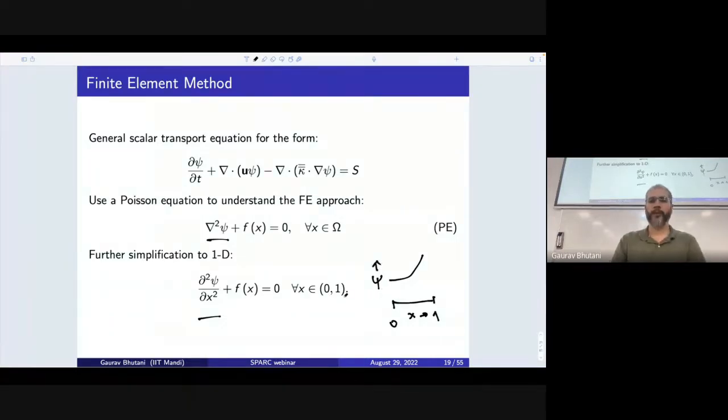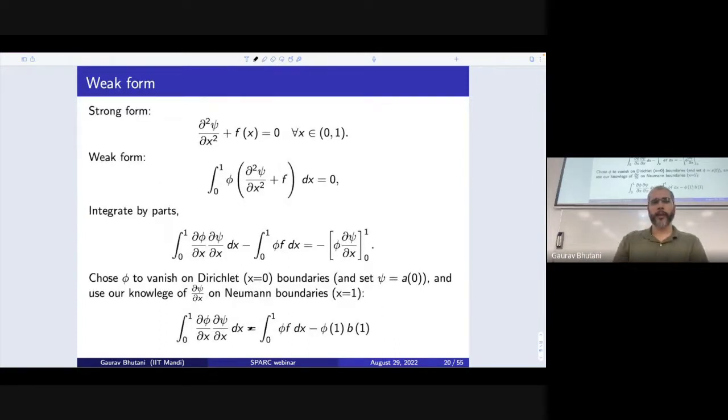So we want to solve for this equation. And if you go from 1D to 3D, you get this equation. And if you go from this Poisson equation to a general transport equation, you get this equation. So let's discuss the finite element method for this one-dimensional Poisson equation.